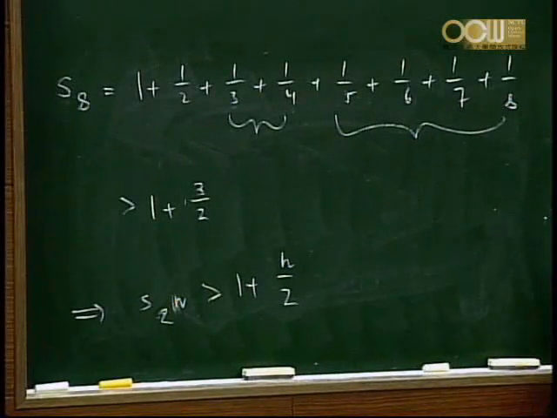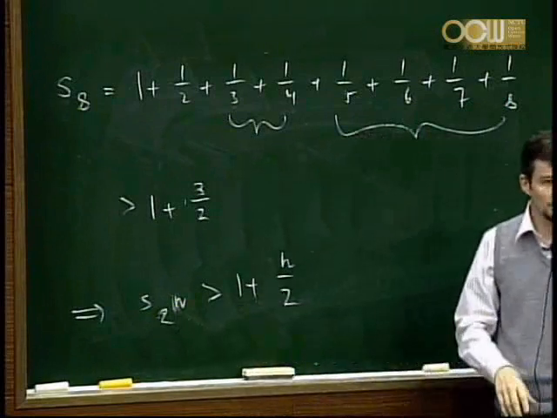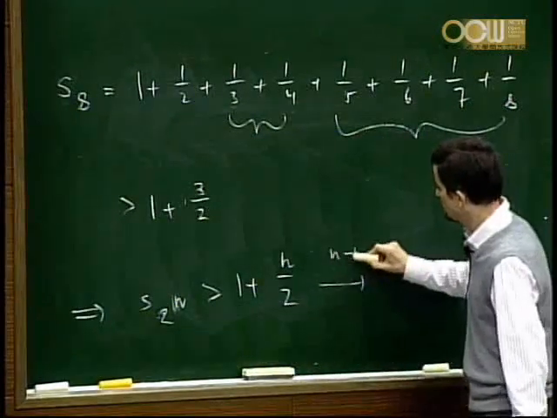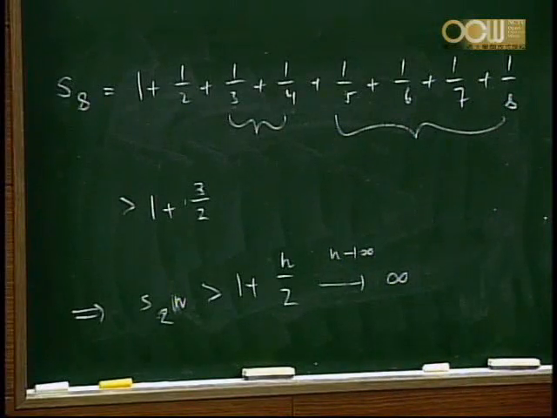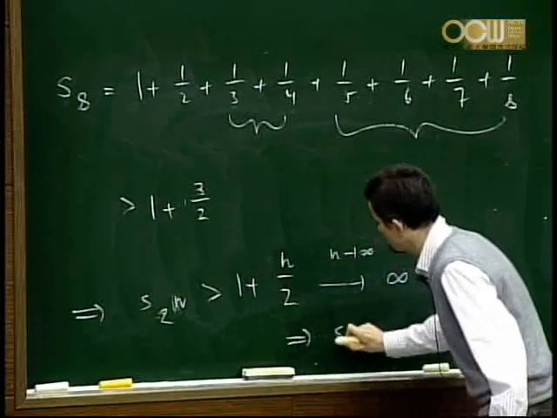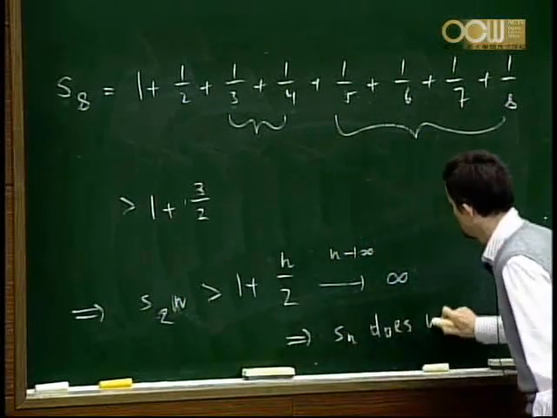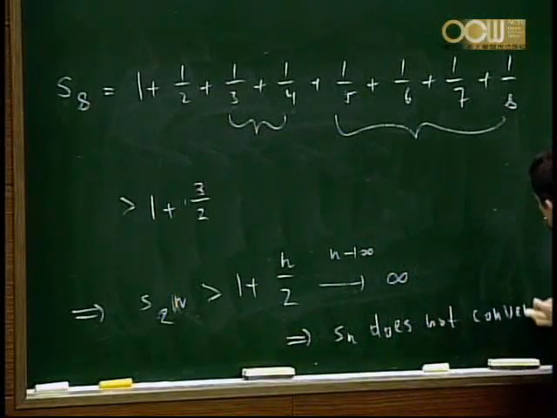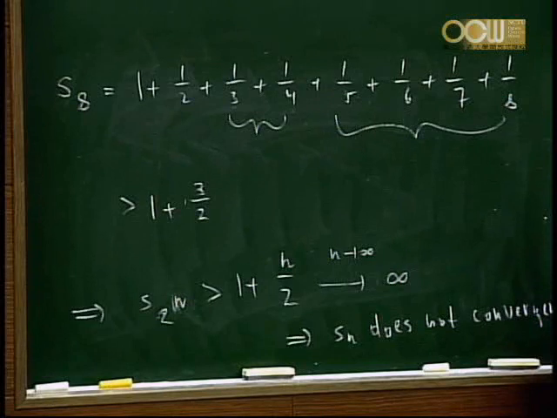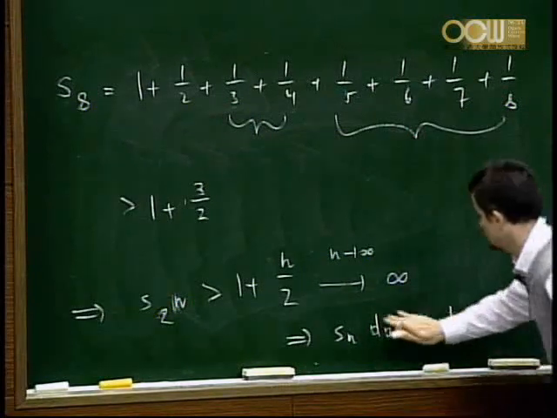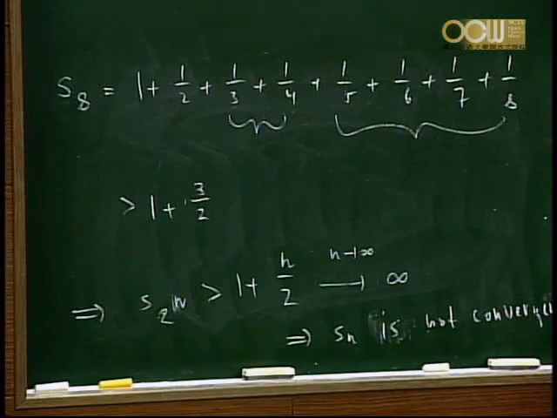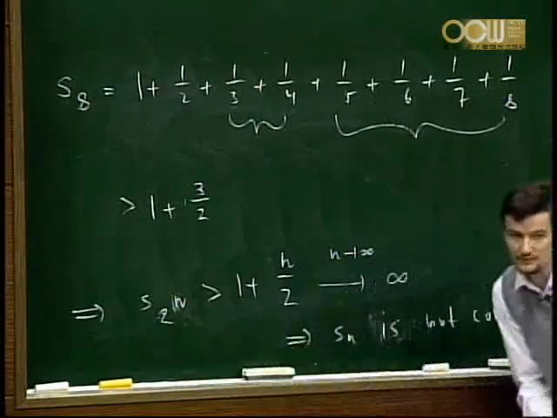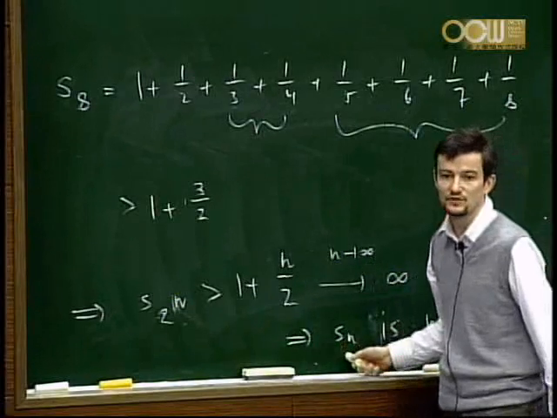So this is just a subsequence of the sequence of partial sums. But you see that as n tends to infinity, this will tend to infinity. Now, of course, this will imply that Sn does not converge. It's not convergent. Because if you look at the subsequence, the subsequence will go to infinity, so no chance that Sn is convergent.